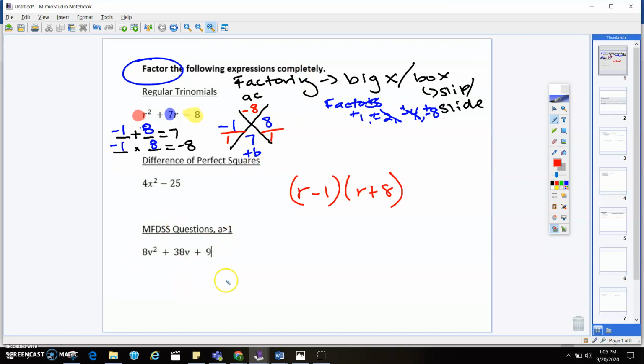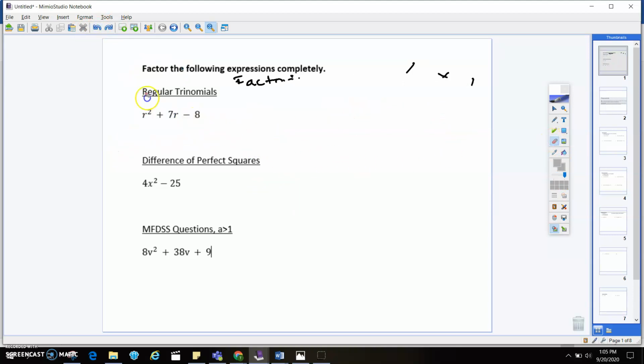And we're actually going to see that, I think, a little bit farther down. So that would be the slip and slide method. Okay? All right, so now on this next one, a lot of you have an issue with this. So we've got this difference of perfect squares.